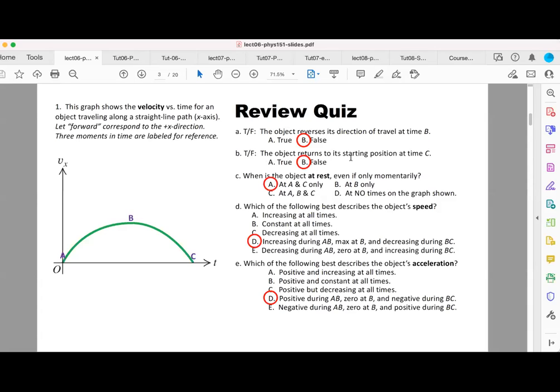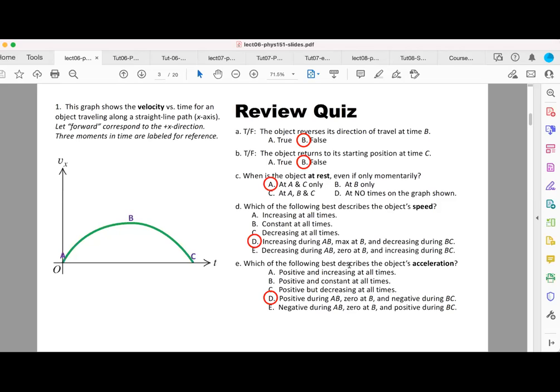And then, the object returned to its starting position at time C. No, because again, here we have the velocity. We cannot really say that. At time C and time A, the velocity is equal to 0, but it doesn't say that it goes back. Actually, it says that it goes forward in the x direction. So it's false. When is the object at rest, even if momentarily? We already answered that: at point A and at point C, because the velocity here is essentially 0.